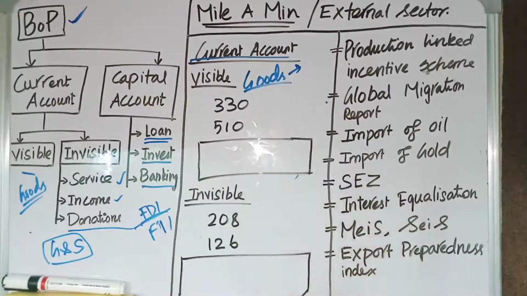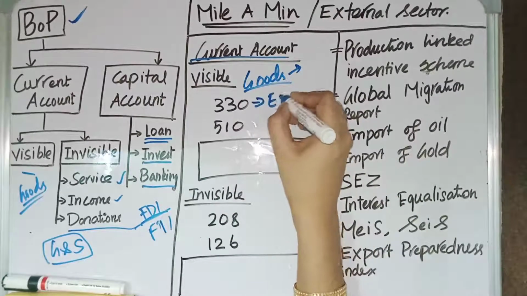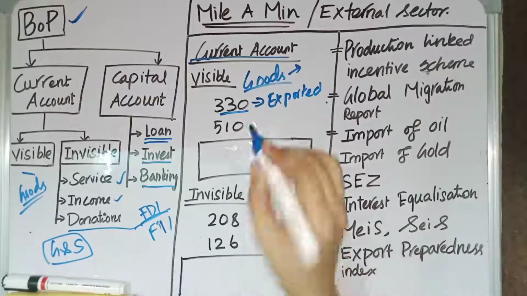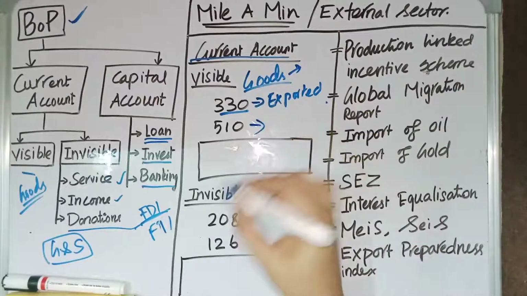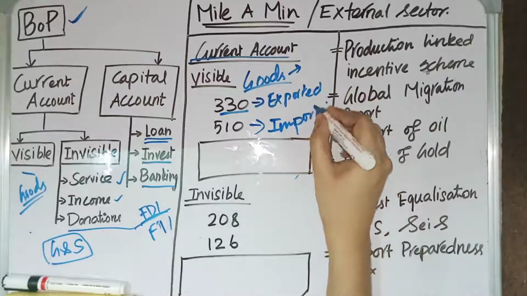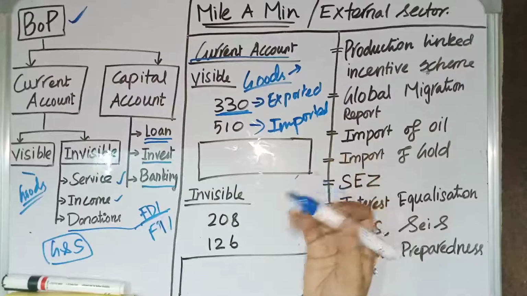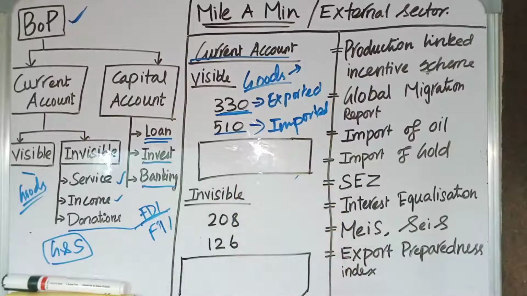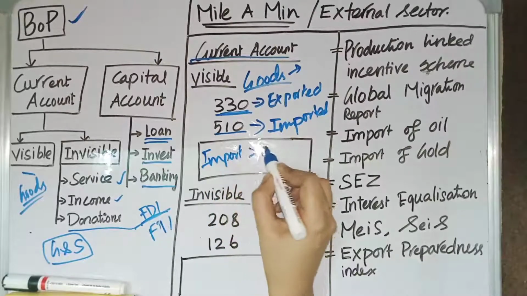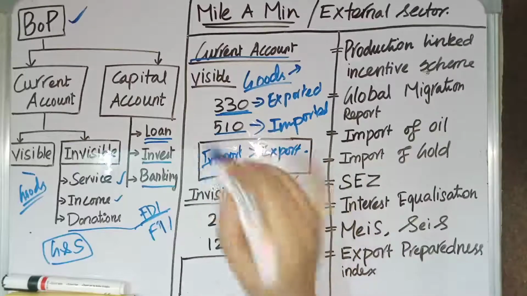So in goods, the amount of goods which we have exported is 330, and 330 means 330 billion US dollars. And the amount of goods which we have imported is 510 billion US dollars. So see here, the amount of goods which we have exported is low compared to the amount of goods which we have imported, which means that import is greater than export. If import is greater than export, then it means we are on the deficit side.